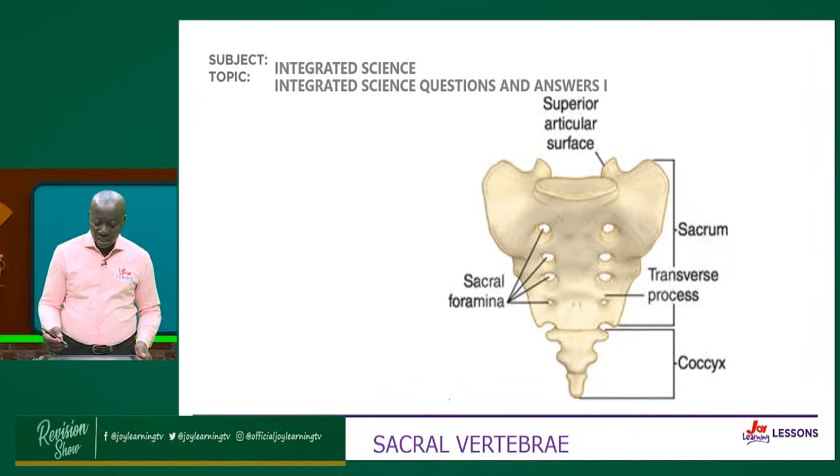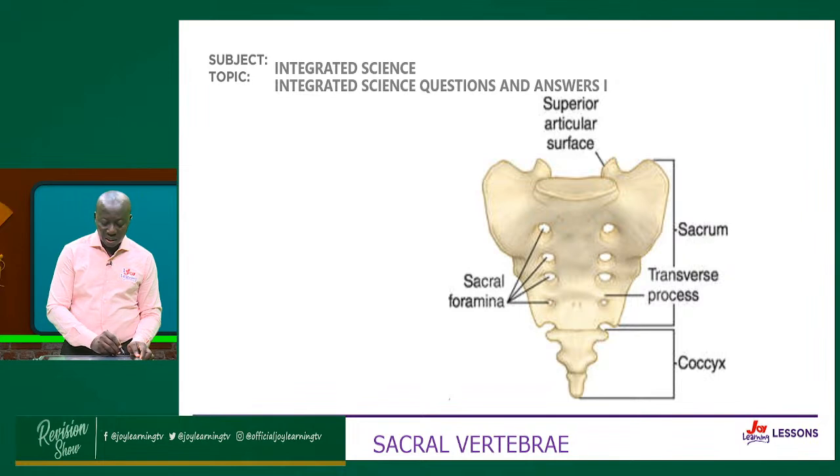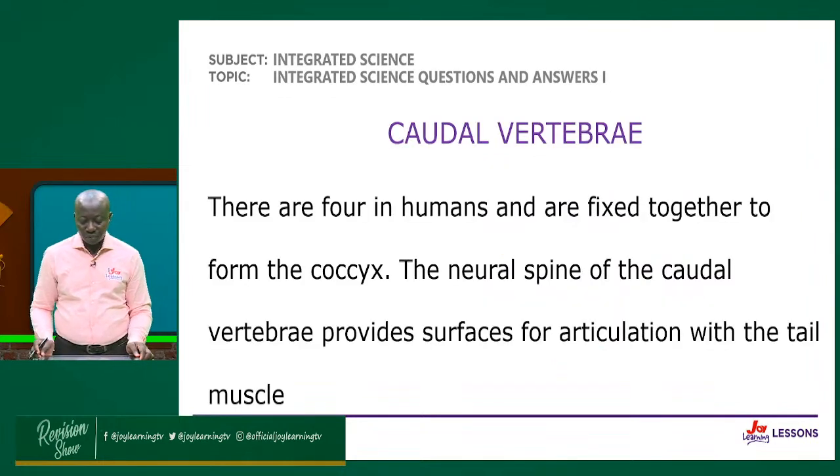So we have the sacral vertebra. You are not supposed to label the parts. These parts have been labeled, but you are supposed to just identify the sacral vertebra.